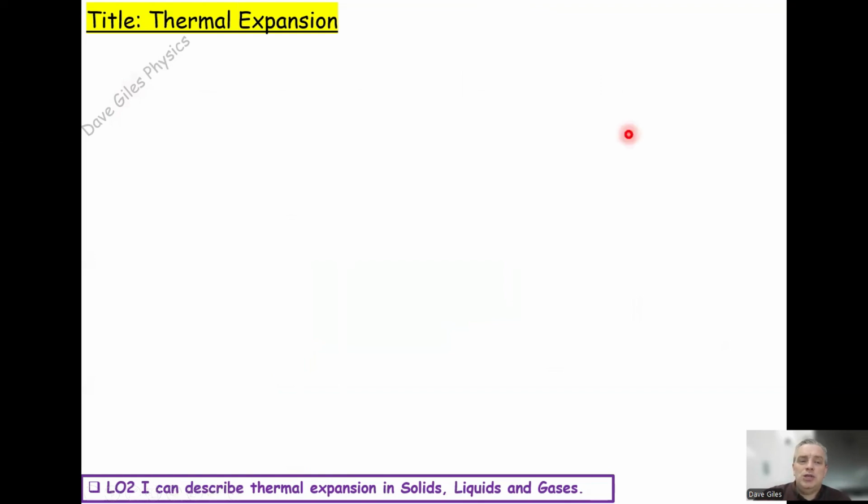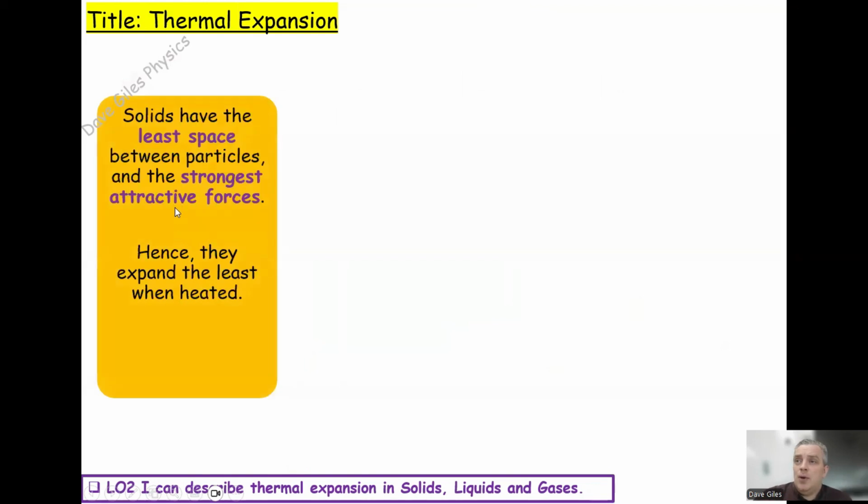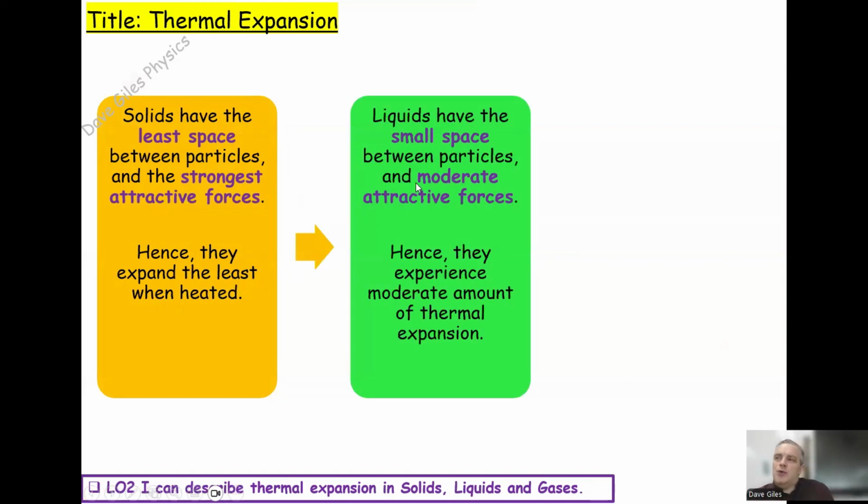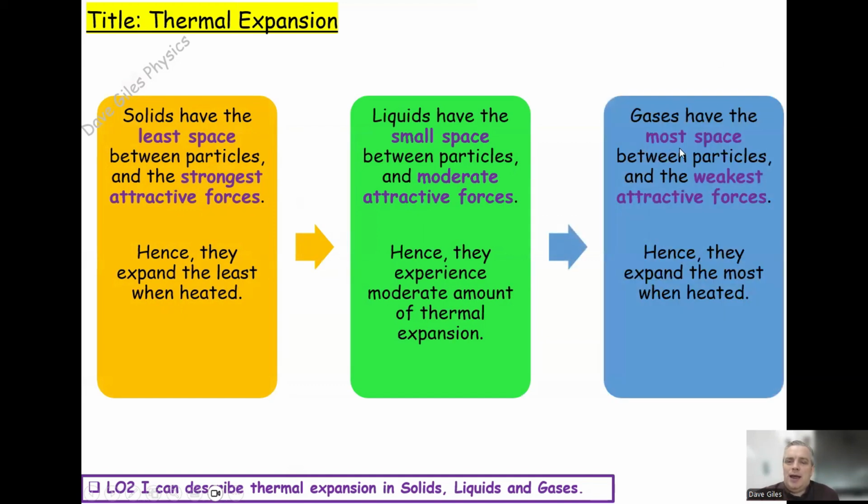Now we're going to look at which of the three states of matter, solid, liquid and gas, expands the most. Well, the one that expands the least due to thermal expansion is a solid, because it's got the least space between the particles and they've got the strongest attractive force. Then in the middle, you've got liquids. They've got small space between the particles and moderate attractive force. Hence, they experience a moderate amount of thermal expansion. And the one that expands the most due to thermal expansion is gases, because they've got the most space between the particles and the weakest attractive forces.